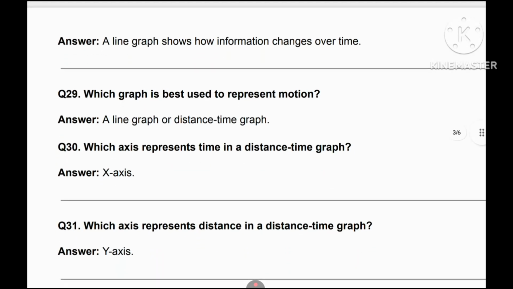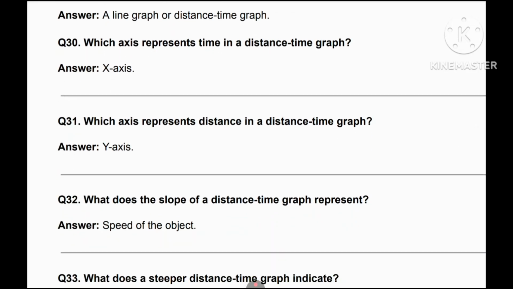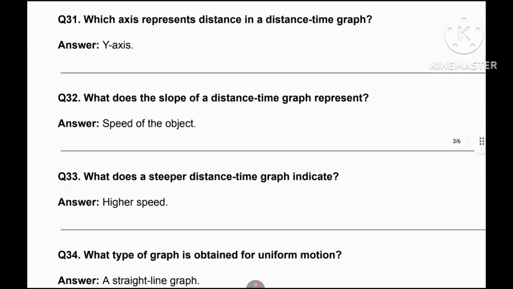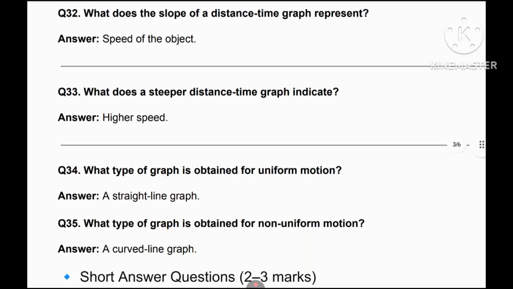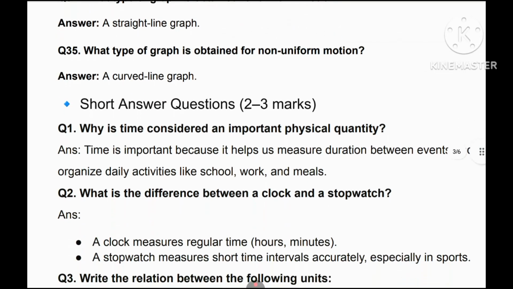Which graph is best used to represent motion? A line graph or distance time graph. Which axis represents time in a distance time graph? X-axis. Which axis represents distance in a distance time graph? Y-axis. What does the slope of a distance time graph represent? Speed of the object. What does a steeper distance time graph indicate? Higher speed. What type of graph is obtained for uniform motion? A straight line graph. What type of graph is obtained for non-uniform motion? A curved line graph.